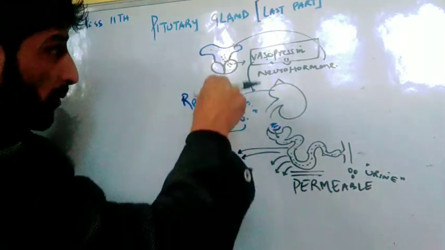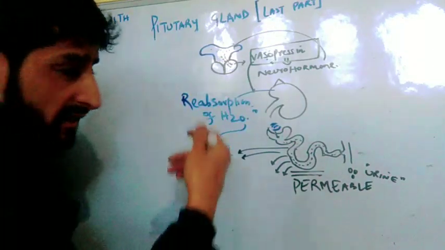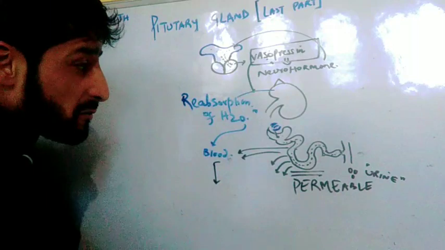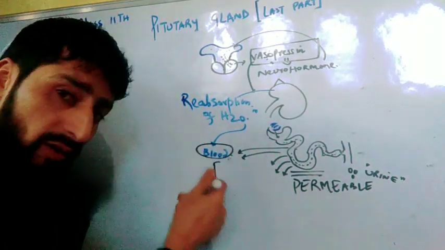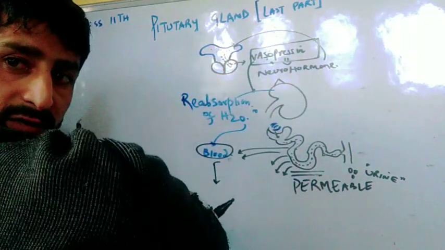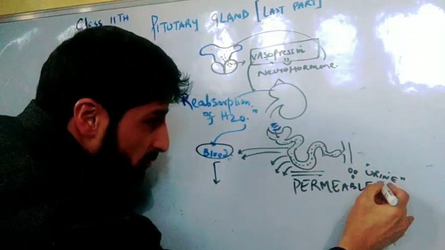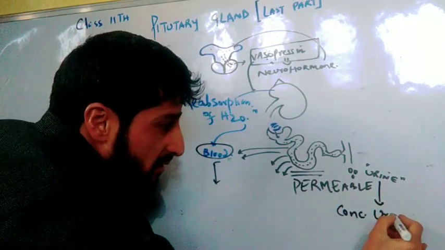Thus, if vasopressin is produced in excess concentration, does this mean that more and more water will be reabsorbed back into blood? When more and more water is reabsorbed back into blood, will this mean that humans will produce concentrated urine? Humans will produce concentrated urine.